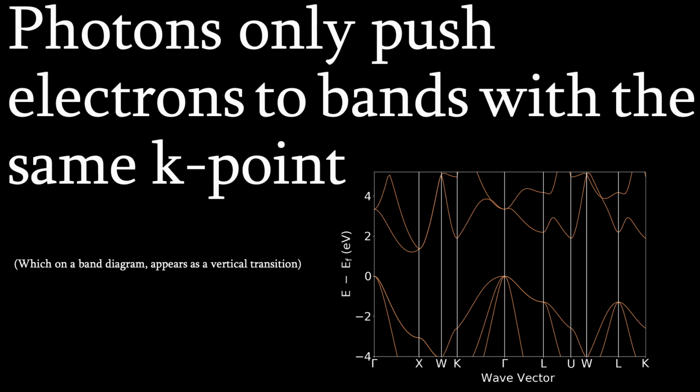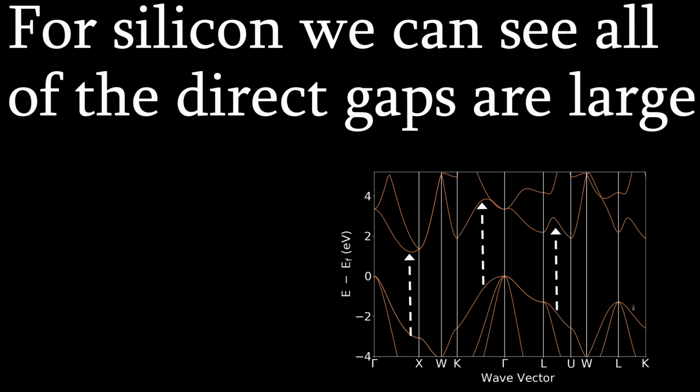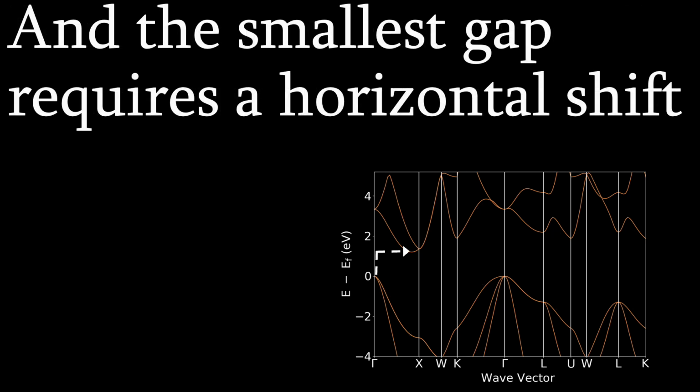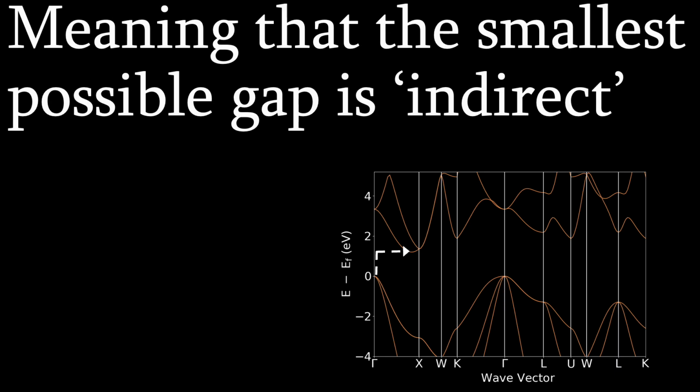Photons only push electrons to bands with the same K point, which on a band diagram appears as a vertical transition, which means we can also see if a band gap is direct or indirect. For silicon, we can see all of the direct gaps are large, and the smallest gap requires a horizontal shift, meaning that the smallest possible gap is indirect.